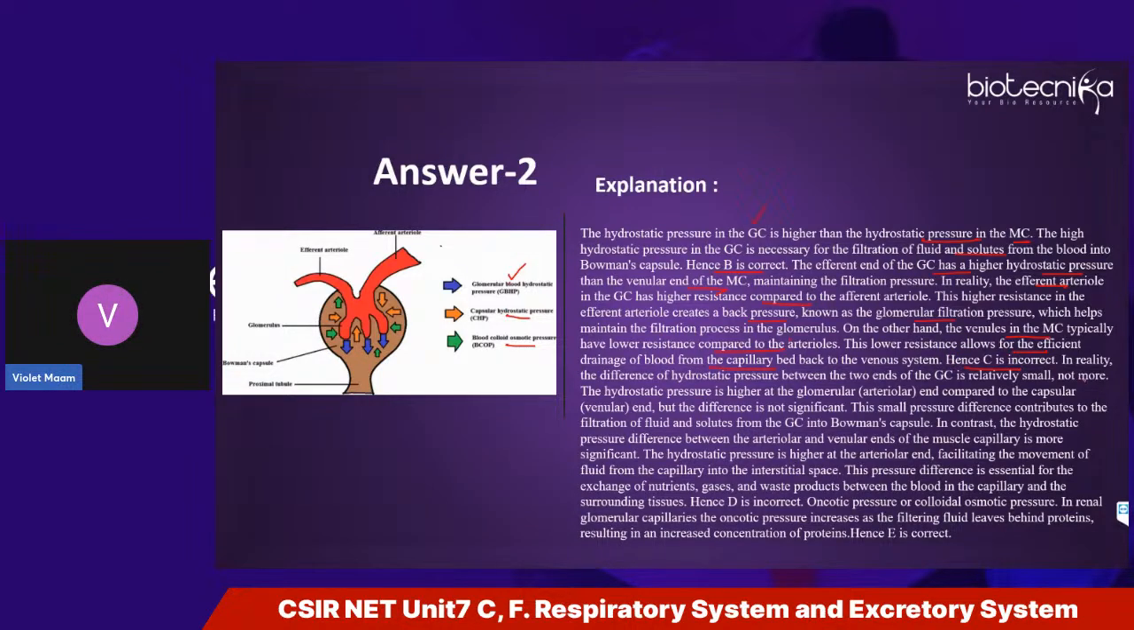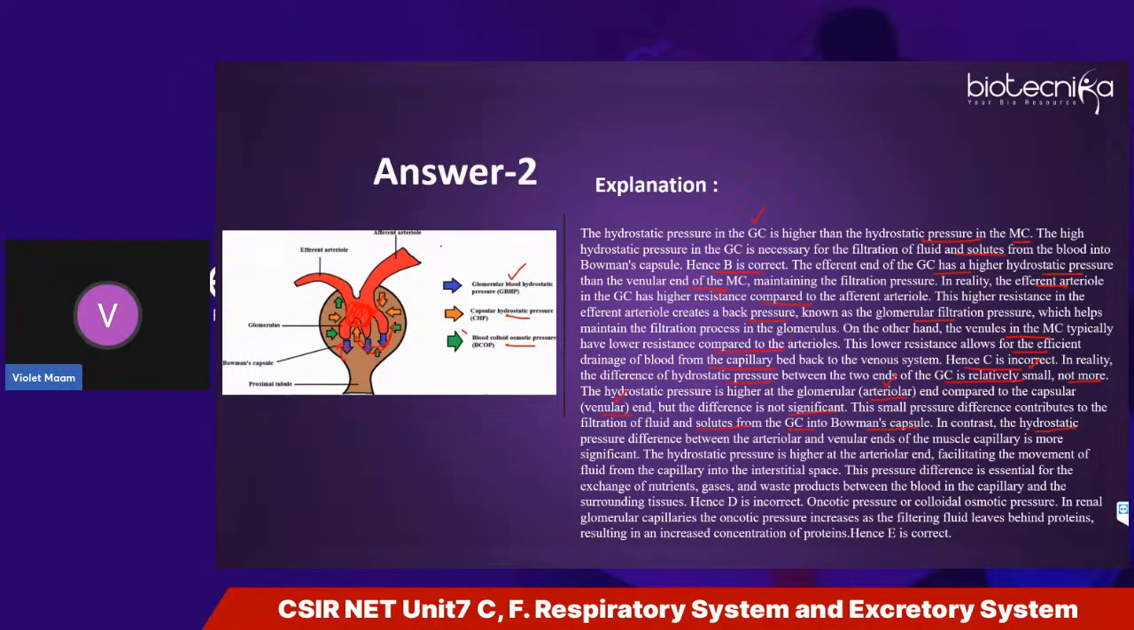And C is incorrect. In reality, the difference of hydrostatic pressure between the two ends is relatively small, as we saw. Towards the end it is small, not very high. The hydrostatic pressure is higher at the arterial end or the glomerular end compared to the capsular end. Here, this is the capsular end and this is the hydrostatic end, so the hydrostatic pressure is higher at the glomerular, arterial end. Compared with the other capillaries, the glomerular and arterial end is higher compared to the capsular end and the venule end. But the difference is not significant in the case of glomerular capillaries. This small pressure difference contributes to the filtration of fluid and solutes from the glomerular capillaries into Bowman's capsule.